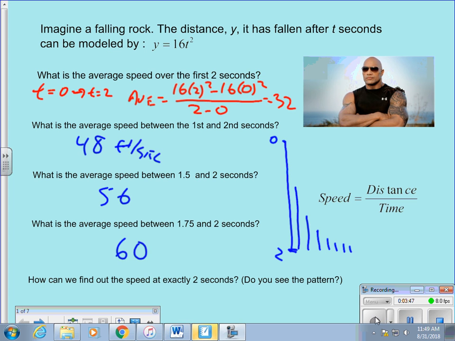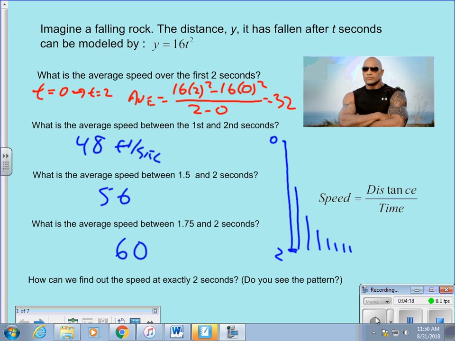No. It's approaching the point of 2. But what is the distance approaching? It's approaching 0. I'm trying to get it down to a 0 distance. That's what we're going towards here. The distance between these 2 points is getting cut in half each time, which means that my distance between them is approaching 0. If my distance between the 2 points is 0, that means it's what's going on exactly at 2 seconds.